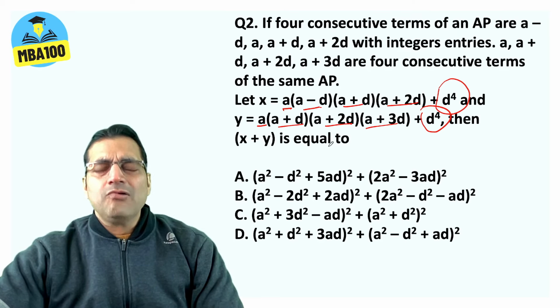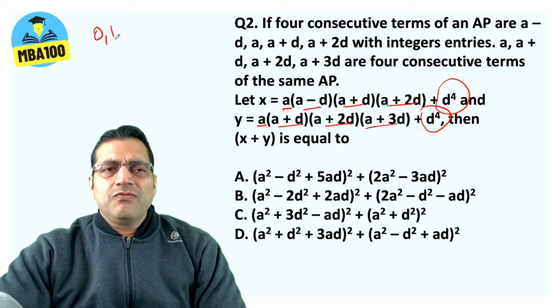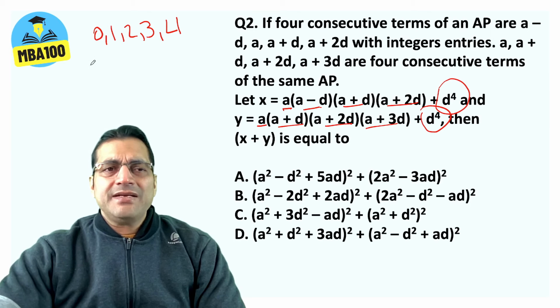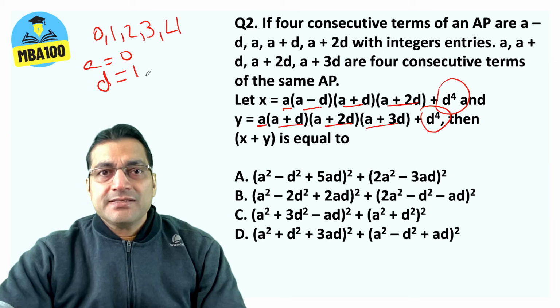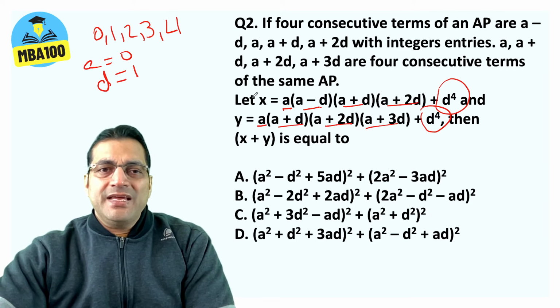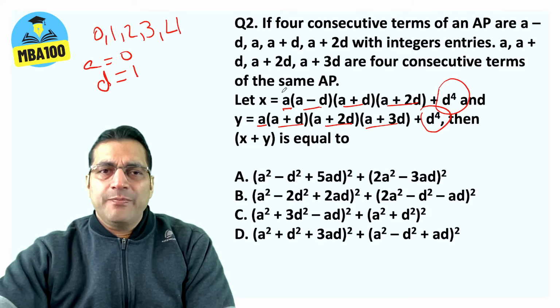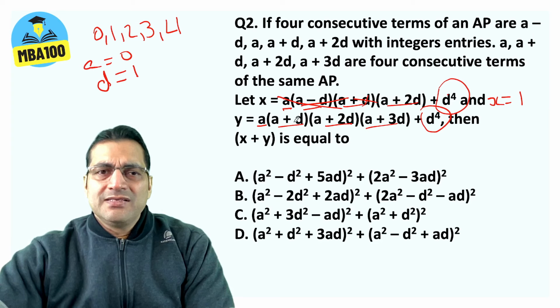All right, okay. Let's see. 0, 1, 2, 3, 4 is an AP. All right, so can I take A as 0 and D equal to 1? Can I take this AP? Well, what stops me from taking this data? So this tells me that X becomes 1 to the power 4 because A is 0. So this entire thing will go. And this will give me X equal to 1. Why? Because D is 1. So 1 to the power 4 is 1. Similarly, again A is 0, so this entire thing will go.